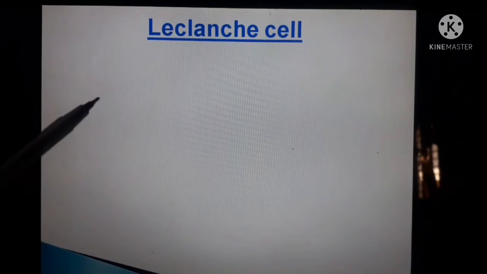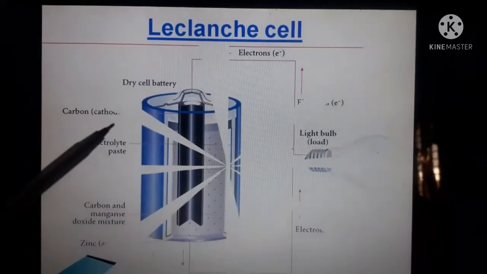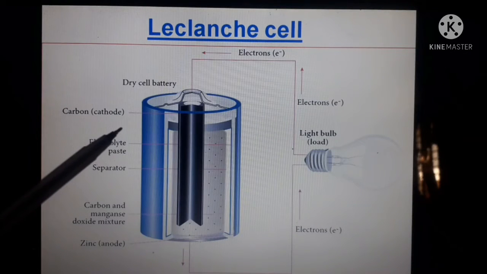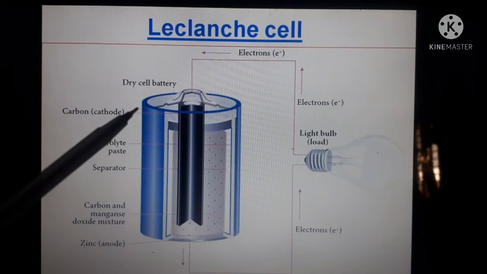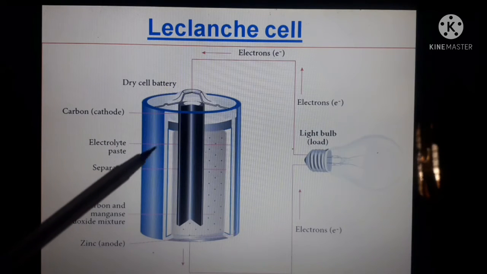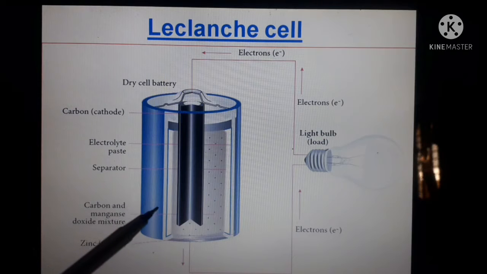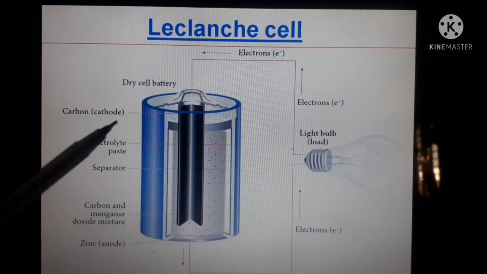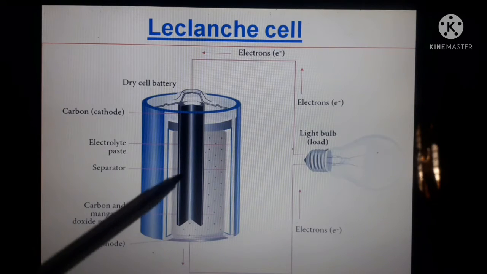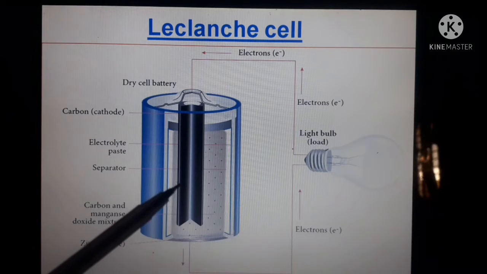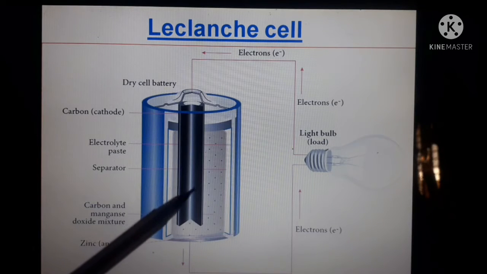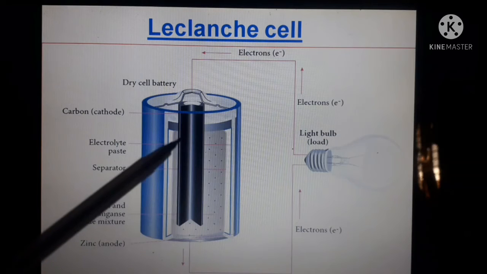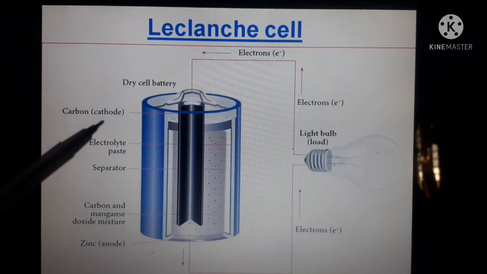Now Lagrange cell. Lagrange cell, one of the important examples, is the dry cell battery. Dry cell batteries we use regularly in our life. Okay. Inside the dry cell battery, one black color electrode is there, that is called the carbon cathode. If you break the battery and take the inside materials, one is the electrode, a very important electrode, the carbon electrode, the cathode.